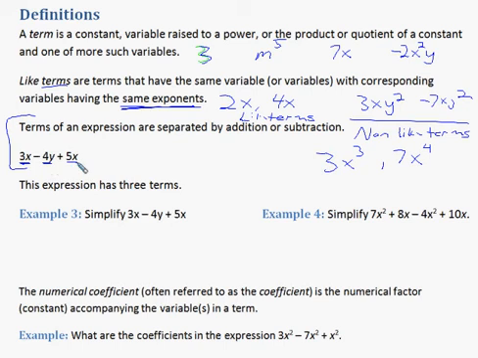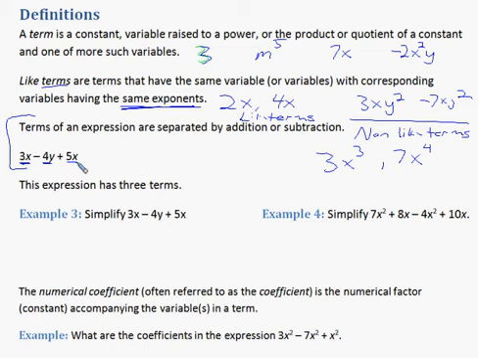And then they're separated by addition or subtraction. So here we could say we have 3 terms in that expression. And in example 3, we're going to look at that expression and simplify it. So to simplify it, we can work with like terms.